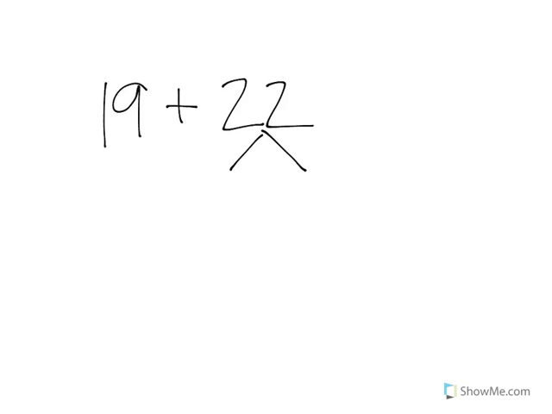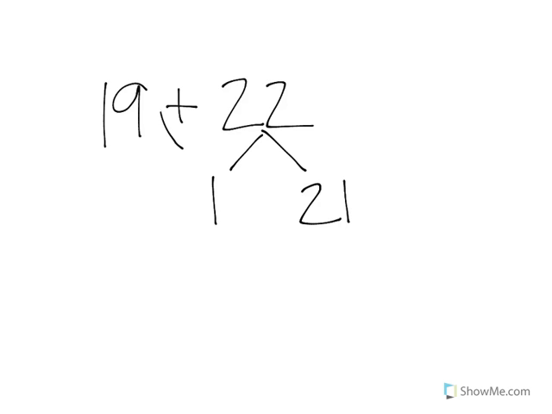So I see I have 19 right here. And I know that 19 is only one away from the next 10. So I'm going to take that 1 out of 22. So I have 22 over here. 22 minus 1, that's 21. And now I have my new parts.